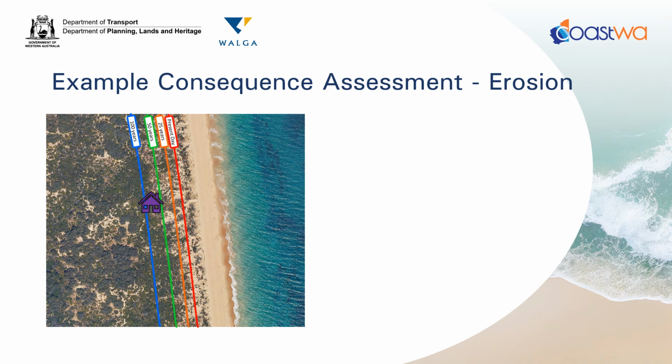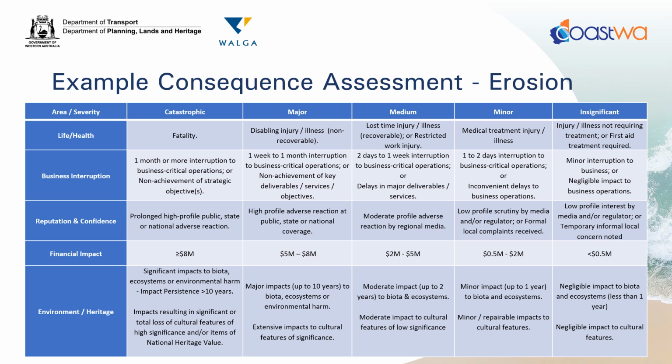So to give an example, let's run through our erosion assessment. We've got this house that we had located behind the 50-year coastal erosion hazard line. When we look at the consequences of coastal hazard impact from erosion on that house, we might look at it from a life and health perspective and say, well, there's really an insignificant risk to life and health.